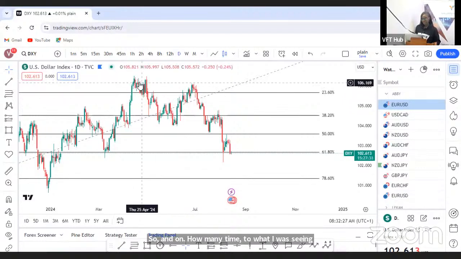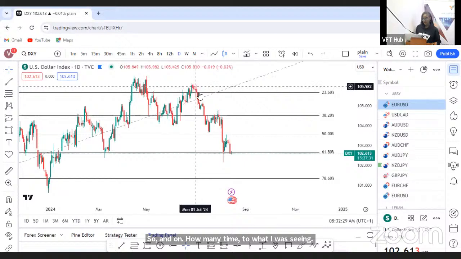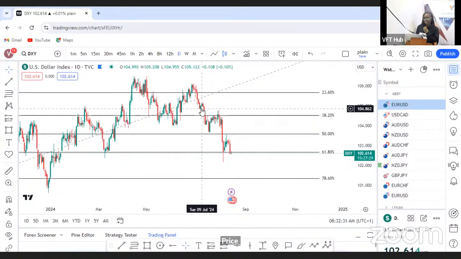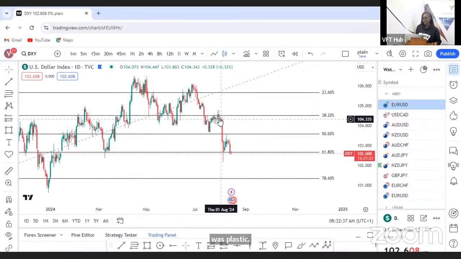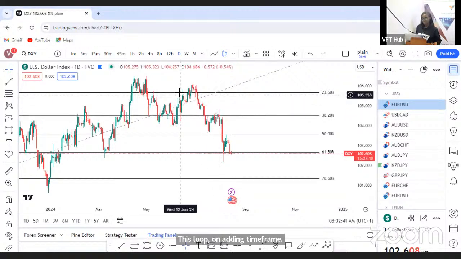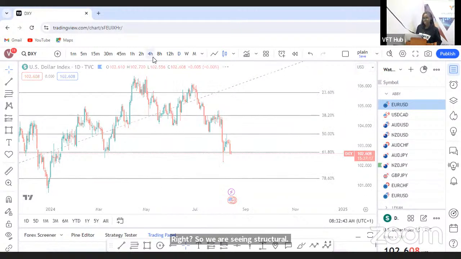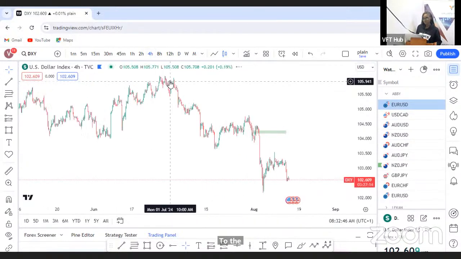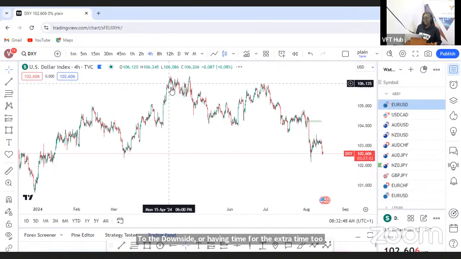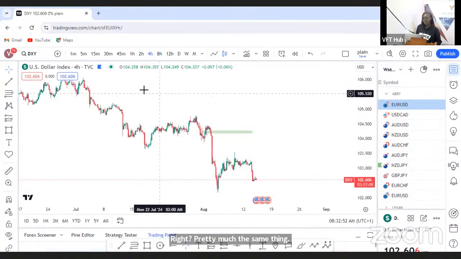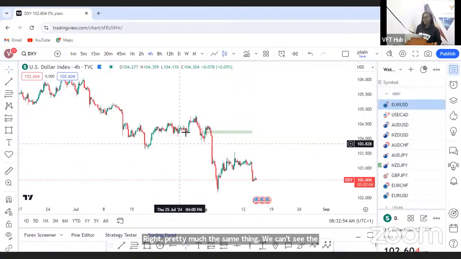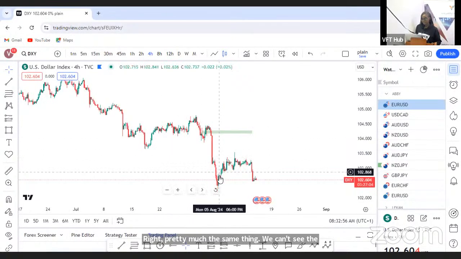And on our daily time frame too, what are we seeing? Price was expected to take out this high on our daily time frame, and what we saw instead was price taking out this low on our daily time frame, right? So we are seeing structure to the downside on our daily time frame for the DXY, and for our 4-hour time frame too, it's pretty much the same thing. We keep seeing formation of lower highs and lower lows, right?